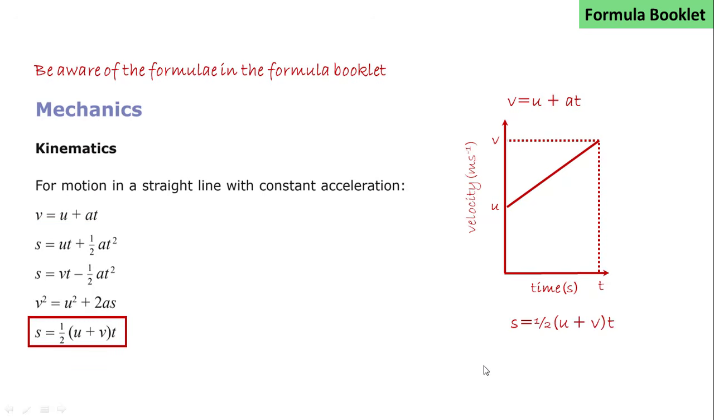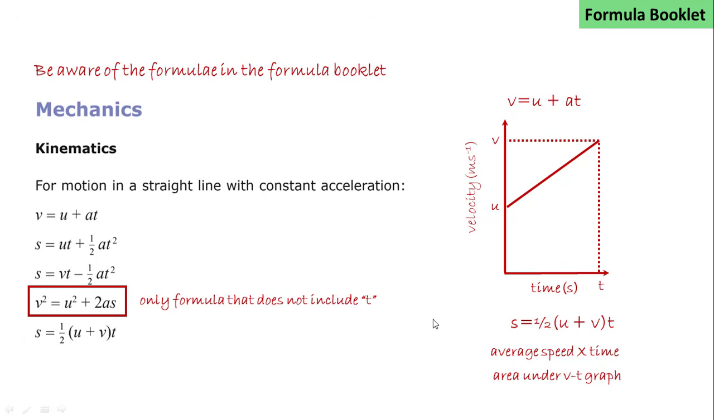Let's look at the last formula. s equals a half (u plus v) times t. This is the average speed, a half (u plus v), multiplied by the time. That gives us the distance. This is also the area underneath the velocity time graph. I'd like just to highlight the v squared equals u squared plus 2as formula, just to note that this is the only formula that doesn't include t.